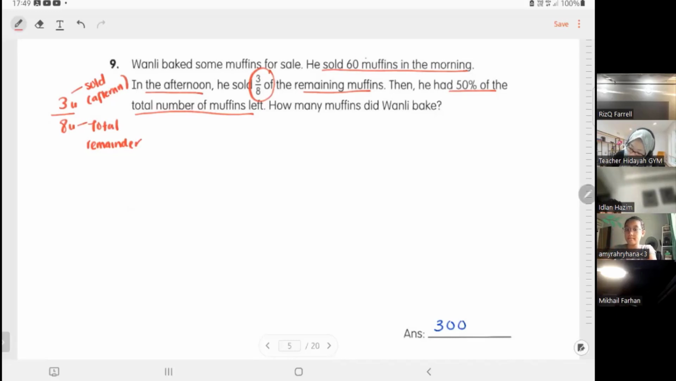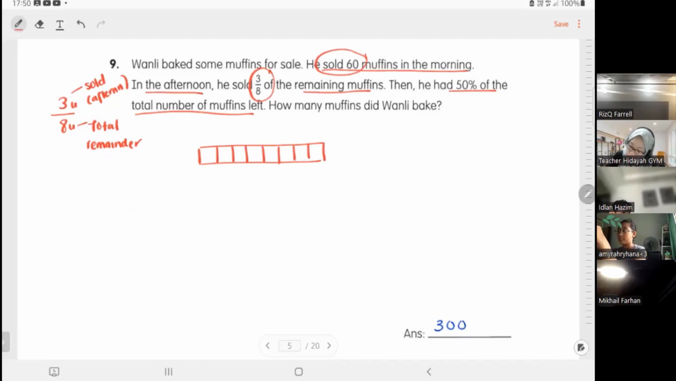So he sold this 60 in the morning. This one I do not know how many parts. So what I can do is I can draw out my 8 parts first. I draw my 8 parts. 1, 2. Okay, not even. 1, 2, 3, 4. 1, 2, 3, 4. This is my remainder, right? Then I want to put in my 60. So before that, let's move on first.